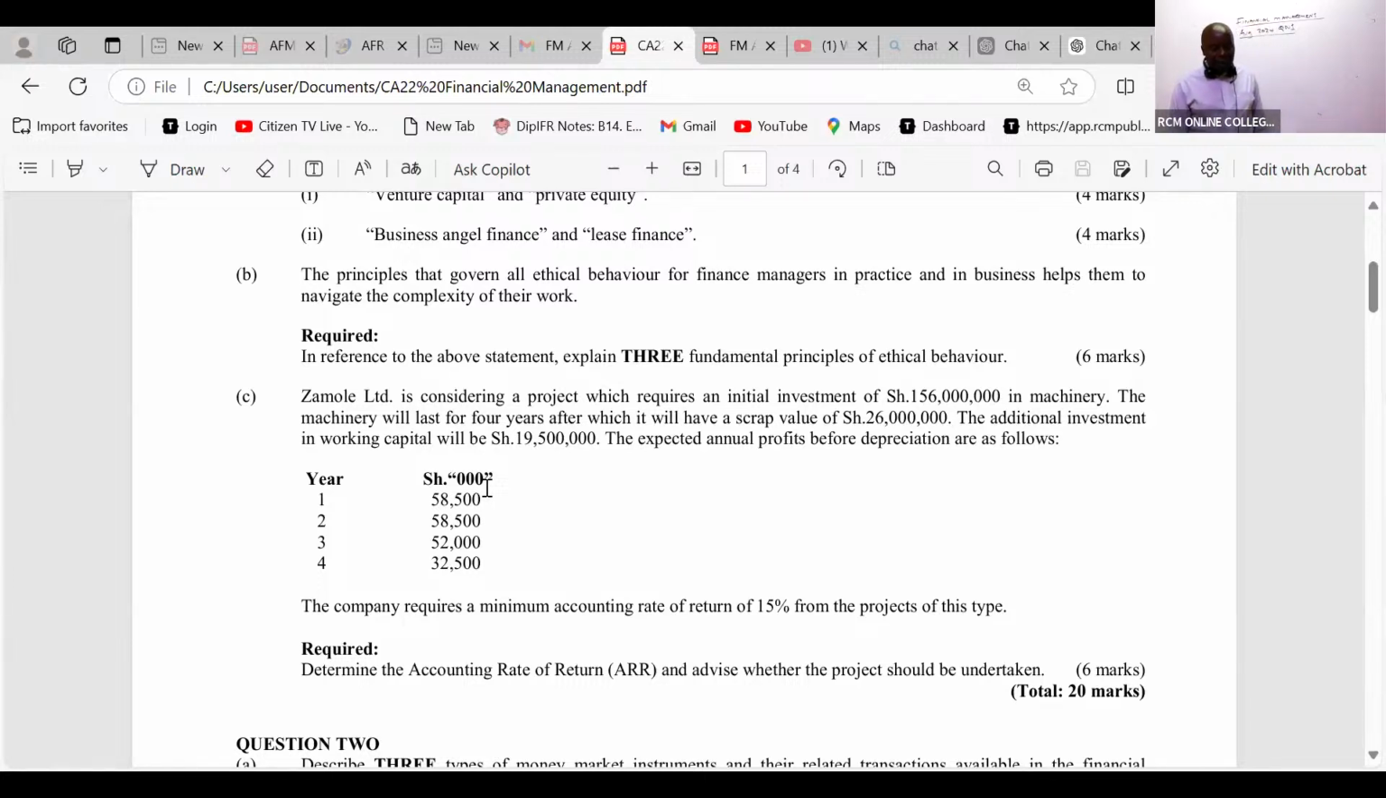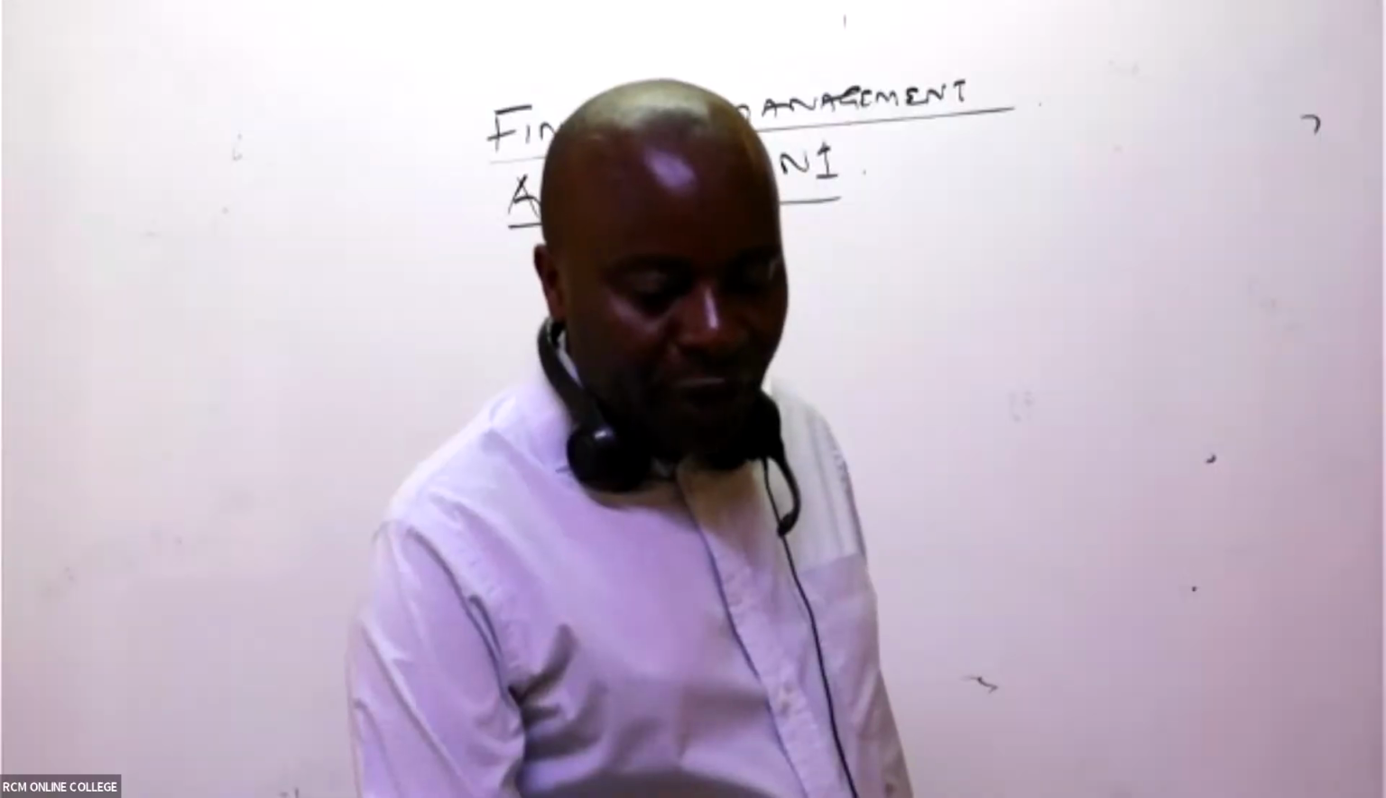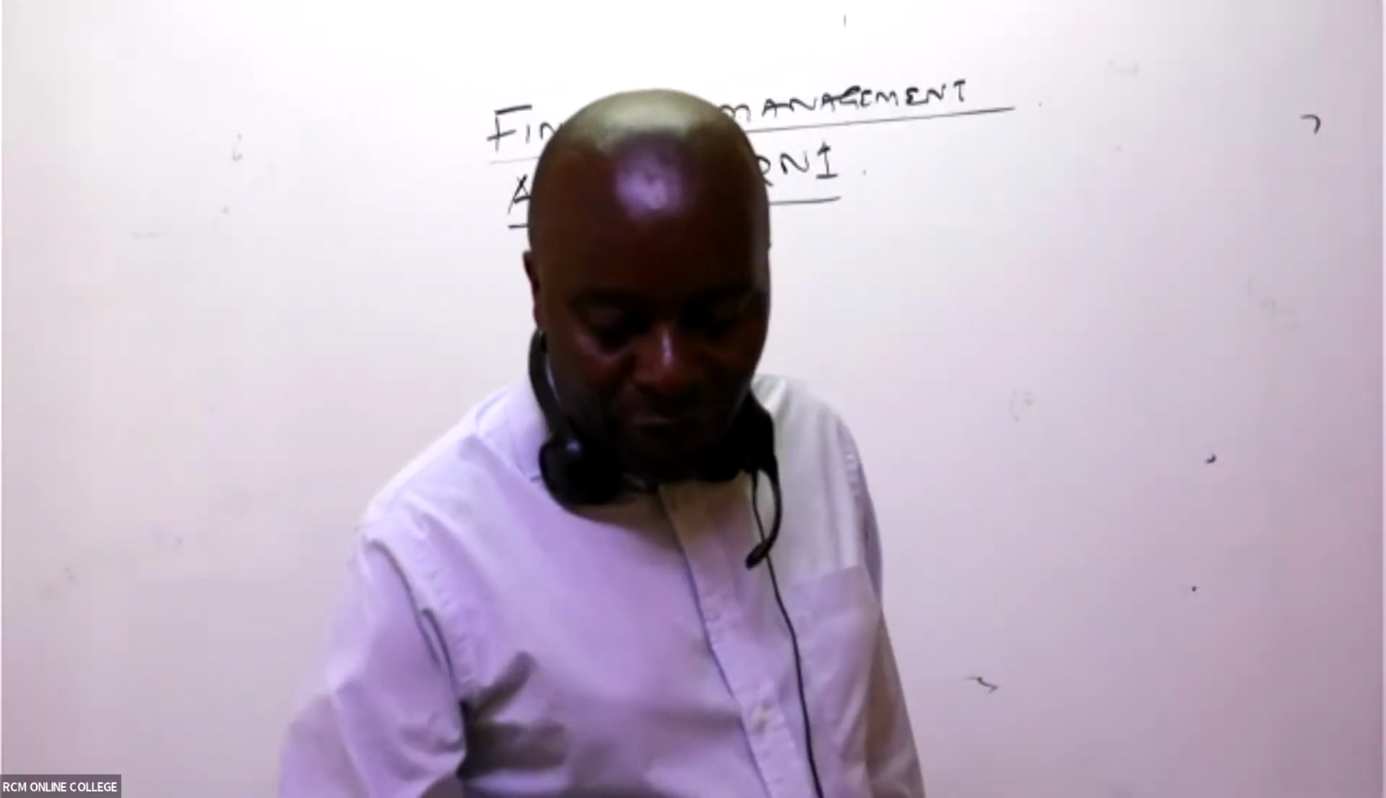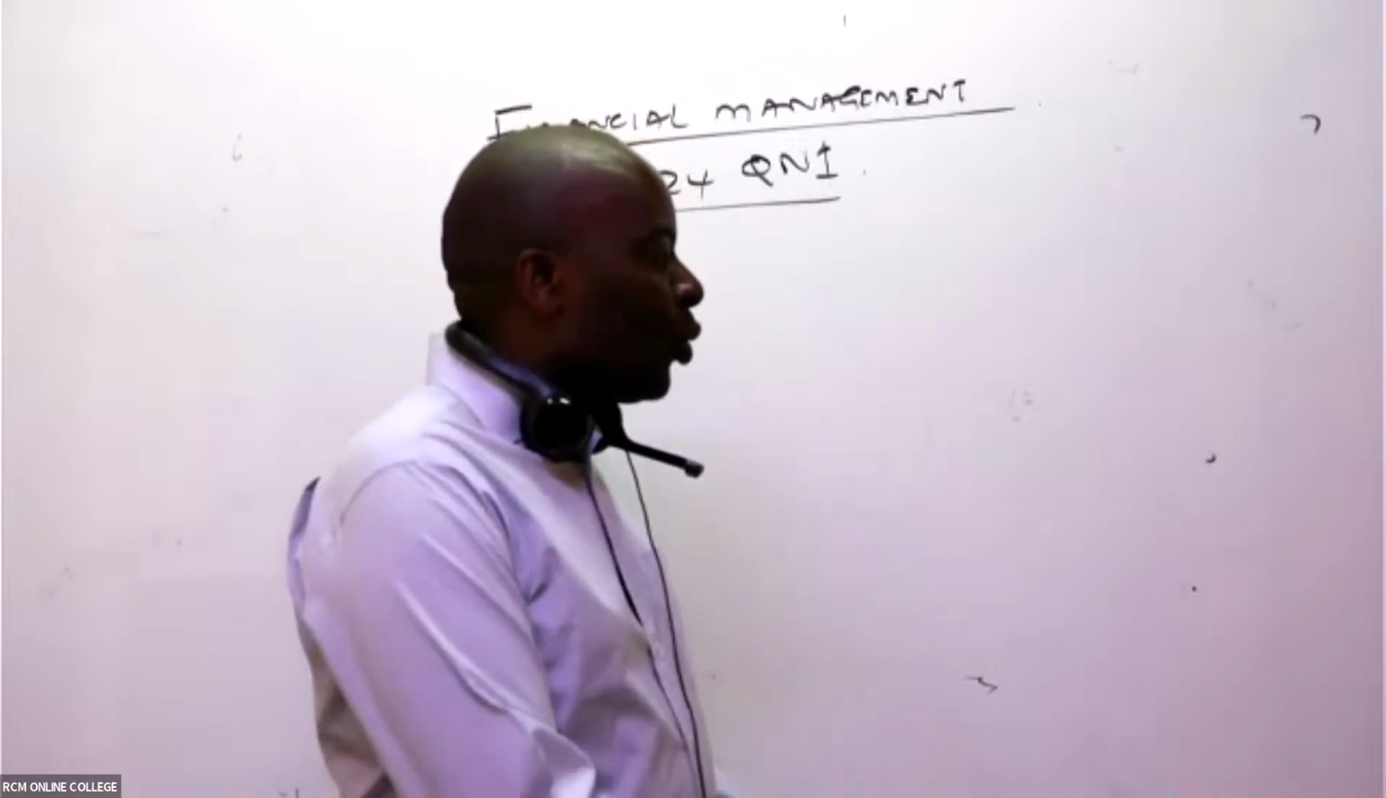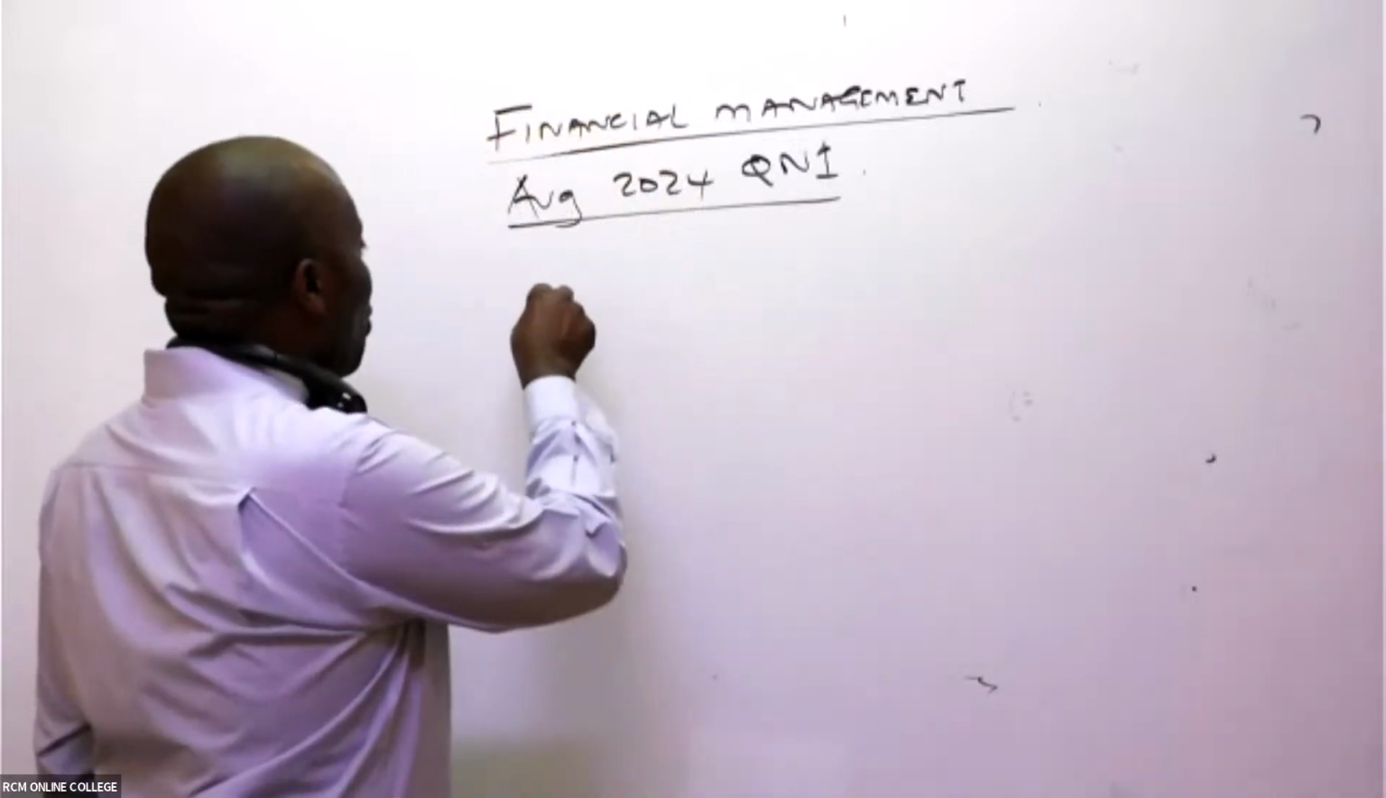The company requires a minimum accounting rate of return of 15% from a project of this type. So required, determine the accounting rate of return and advise whether the project should be undertaken. Then, ladies and gentlemen, what shall we do in this kind of question? This is a straightforward question, really. It doesn't need you to know quite a lot.